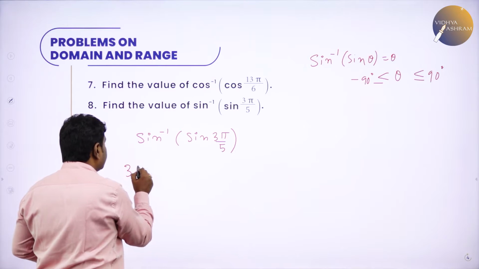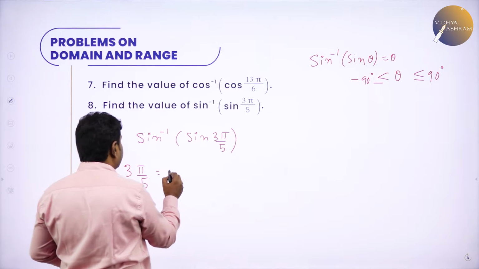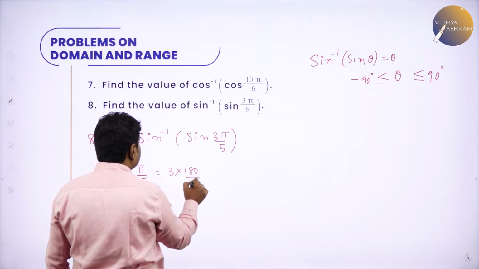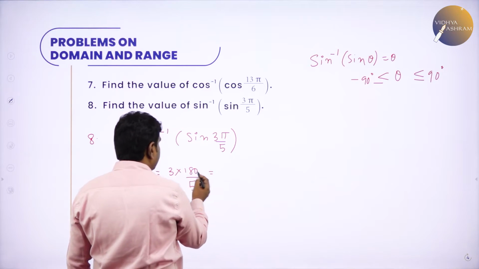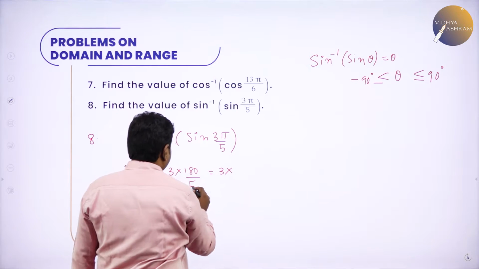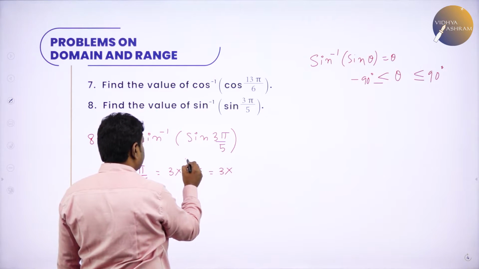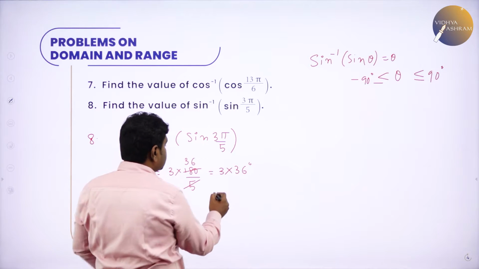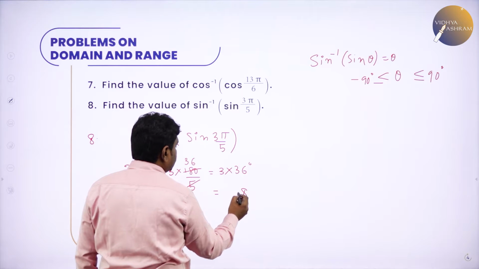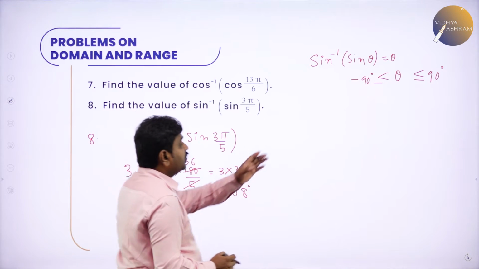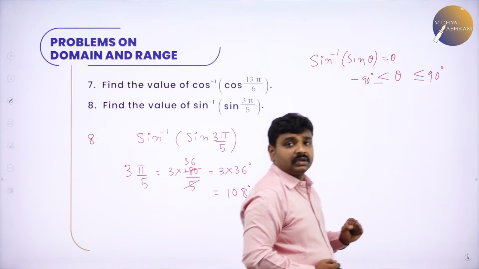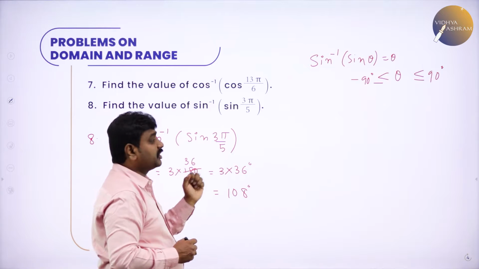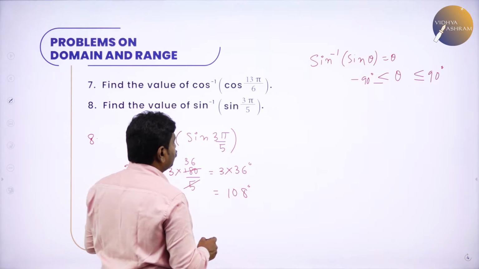3 pi by 5, can I write it as 3 into 180 by 5? What is 180 by 5? 180 by 5 is 36 degrees. 3 times 36 is 108. So theta is 108 degrees, more than 90. So for sin inverse of sin theta, I cannot write theta because it is more than 90. That's why I have to use allied angle.